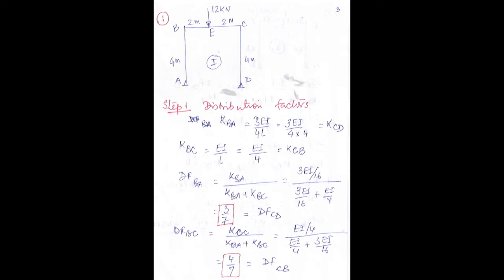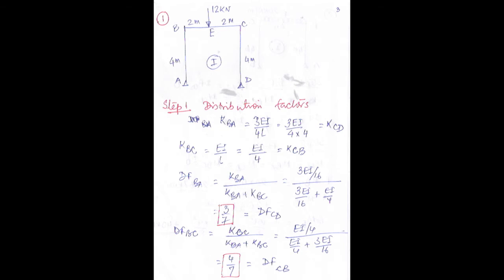L is what? 4 meter. For the member BA, what is the length? Length is 4 meter. And you can see over here that KBA, the stiffness of BA, and the stiffness of CD are the same, because here we have taken a non-sway frame with identical members, and the load is symmetrical. So whatever the stiffness of BA will be, CD will have the same stiffness. So I have written it in one go.